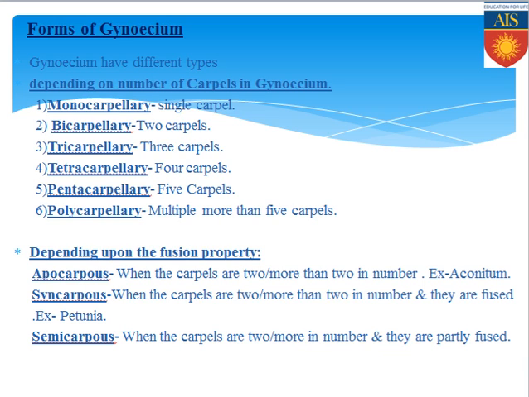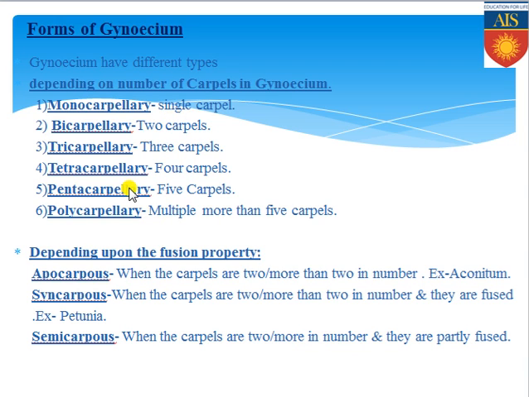Coming to the next slide, you can see the types or forms of the gynoecium here. First of all, we have categorized depending on the number of carpels in the gynoecium. First is monocarpellary, that means a single carpel is present. Bicarpellary, 2 carpels are present. Tricarpellary, 3 carpels; tetra, 4 carpels; penta, 5 carpels; and poly, more than 5 carpels are present. So based on the number of carpels of the female reproductive part, these are the various types of flowers.